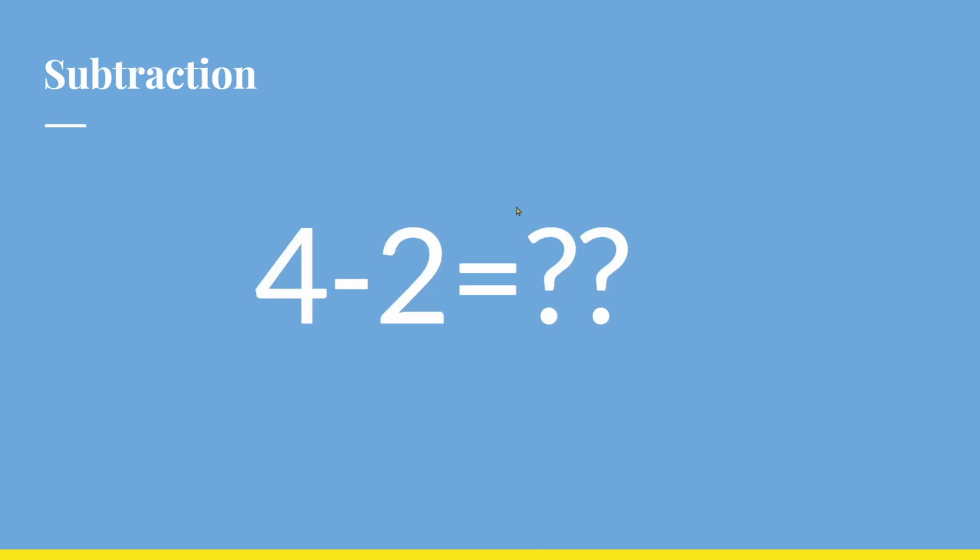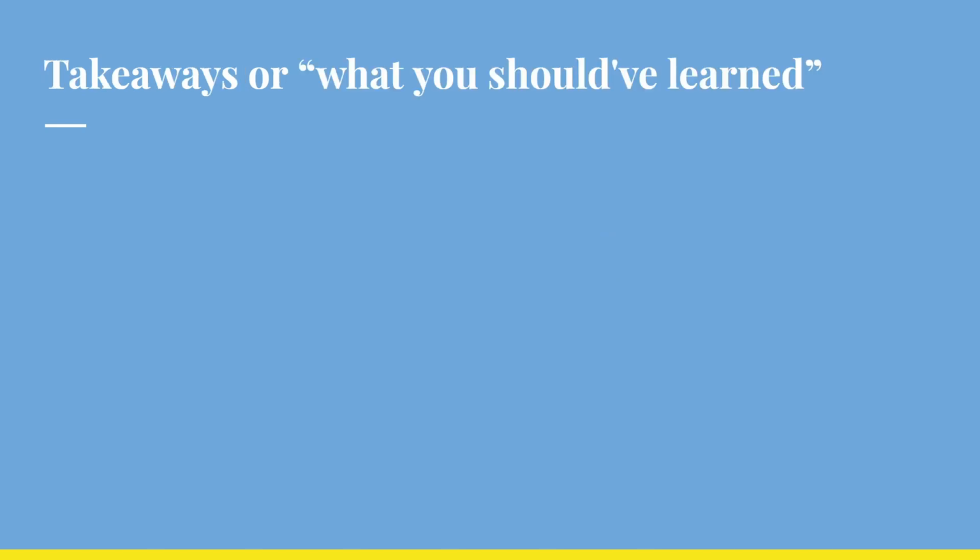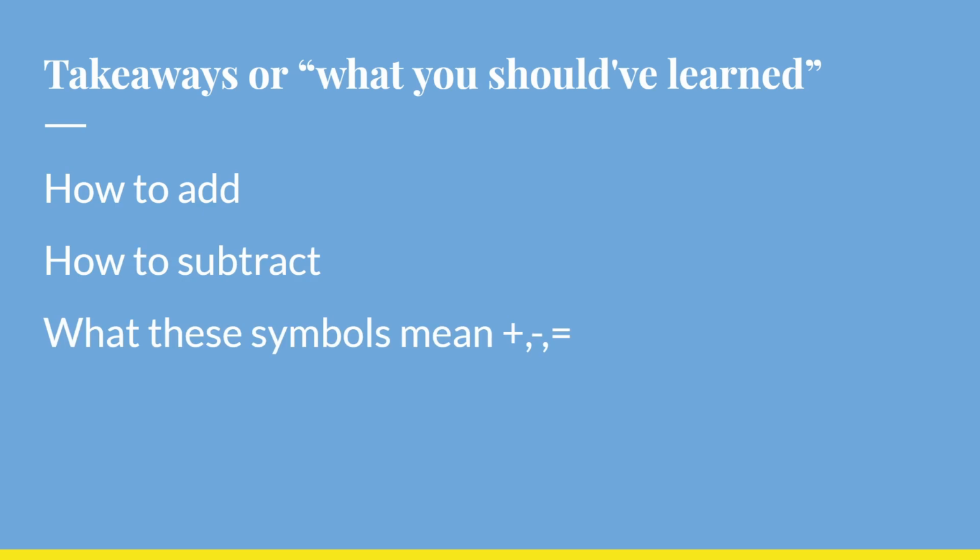Alright, now back to our problem again. We have 4 take away 2. And 4 take away 2 is 2. Correct. Alrighty, and here are the takeaways, or what you should have learned. You should know how to add. You should know how to subtract. And you should know what those 3 symbols mean. The plus sign, the subtraction sign, and the equal sign.